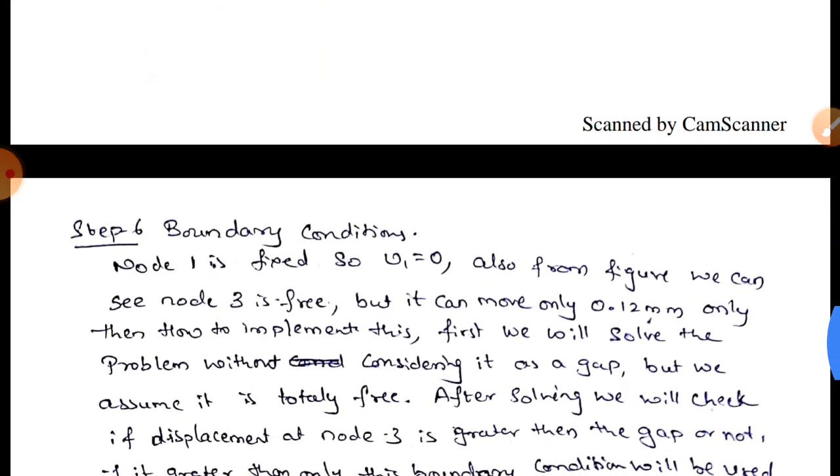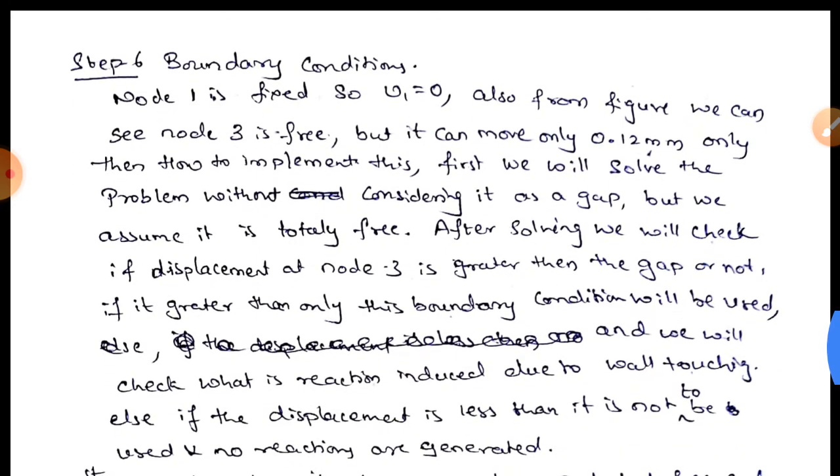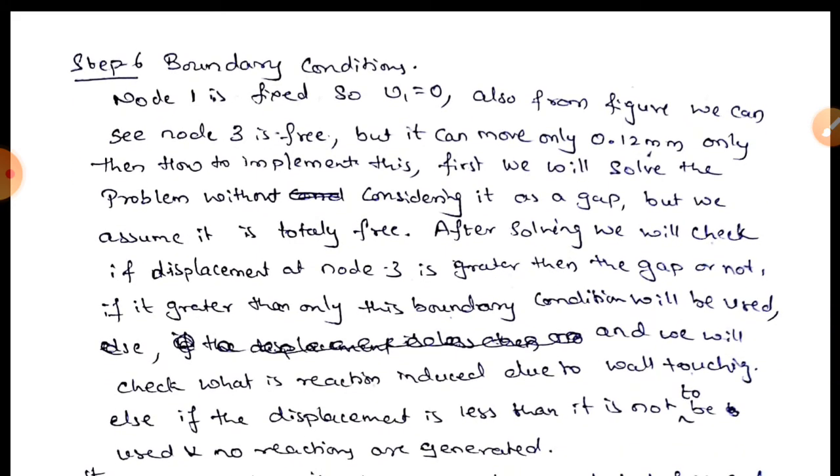Now step 6, this is what I had told you, boundary conditions. Node 1 is fixed, so U1 is 0. Also from the figure we can see that node 3 is free, but it can move by only 0.12 mm. Then how to implement this?